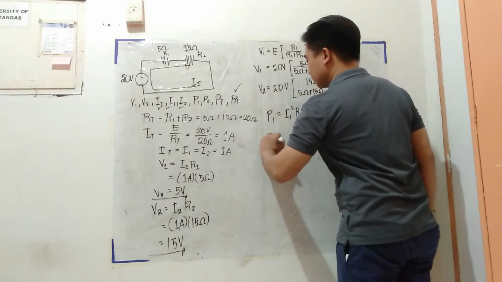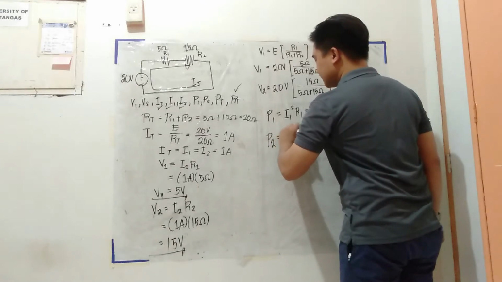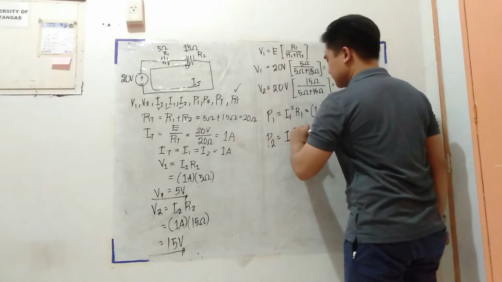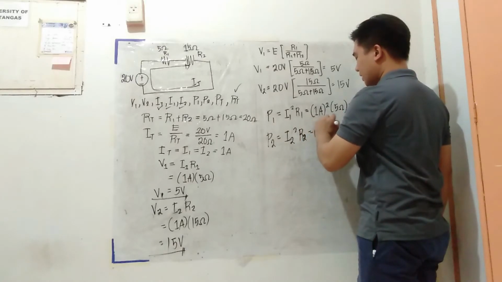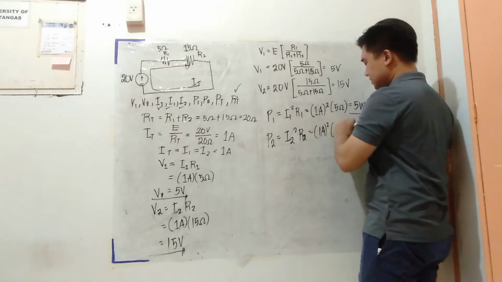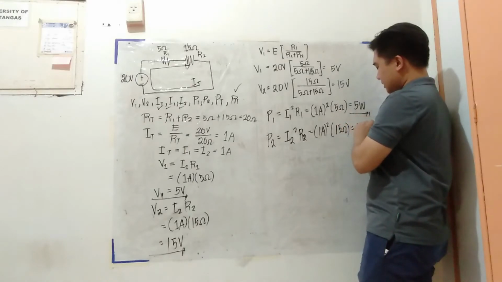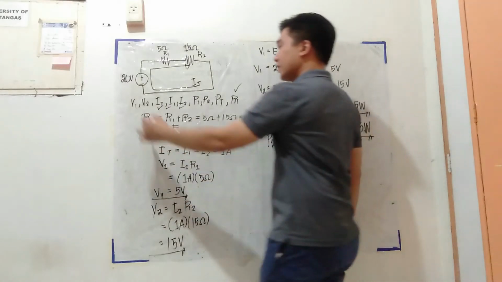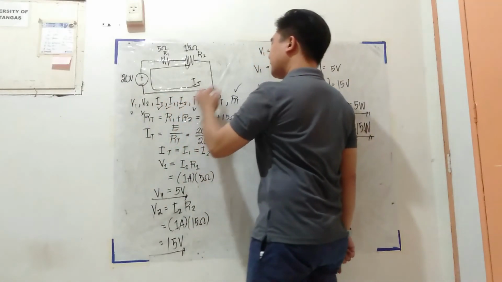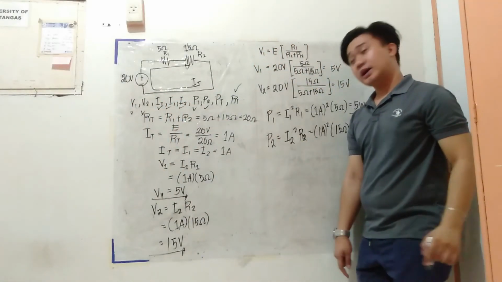Next, for P2, that is equal to I2 squared R2. So, that is also 1 ampere squared times 15 ohms. This is equal to 15 watts. Okay? So, we now have V1, V2, P1, P2. P total is all we are missing.